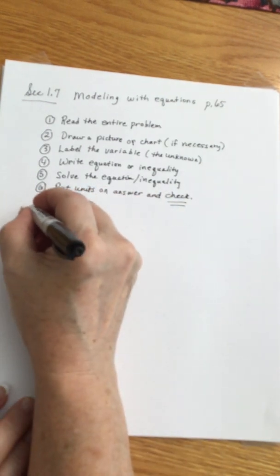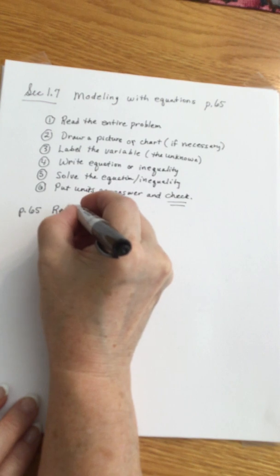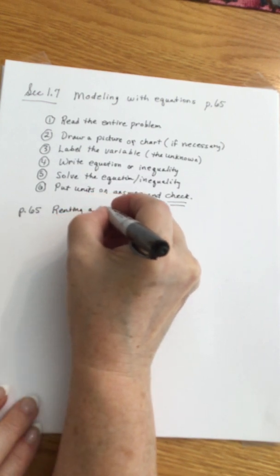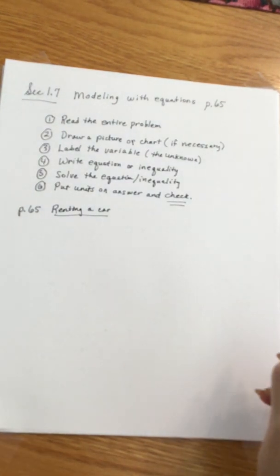Okay, so the first one we're going to look at is on page 65, renting a car. I'm going to let you pause at this point to read, but I'm going to also read it to you as well. Renting a car. A car rental company charges $30 a day and 15 cents a mile for renting a car. Helen rents a car for 2 days and her bill comes to $108. How many miles did she drive?